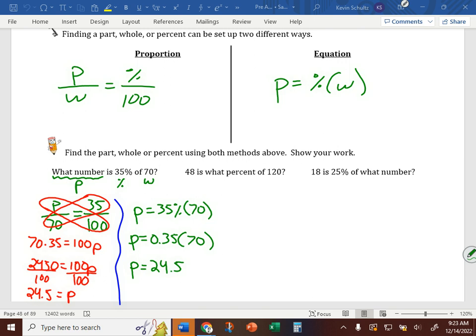Sometimes the equation method is a little bit faster, especially if you're solving for the part because the variable is already by itself. When we're solving for the percentage or solving for the whole, this gets a little bit messier. There are more steps to it, but the basic setup is the same. Here, our percentage is a fraction. Here, our percentage is a decimal. Here, you're using cross products. Over here, you're using an equation. Both of them clearly get to the same result.